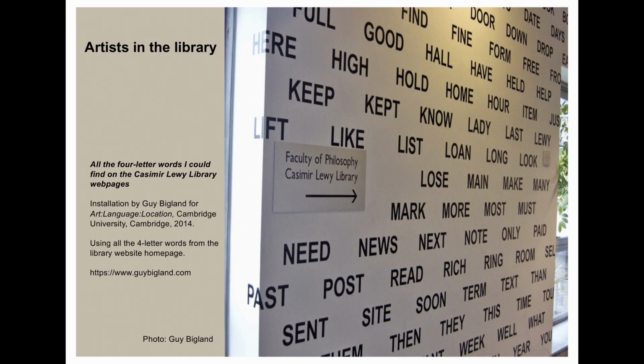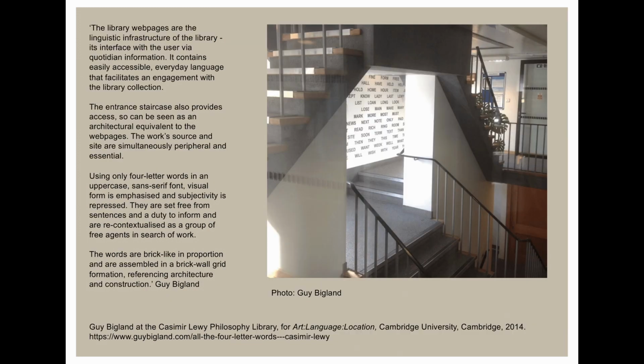So this is a lovely installation by the artist Guy Bigland. He made it for Art, Language and Location in 2014. Guy is an artist who works with words and measuring. He's not a systems-based artist, but he does use some systems. This was a beautiful installation piece he made for the library at Cambridge University. What he did was he searched the library website for all the four-letter words.